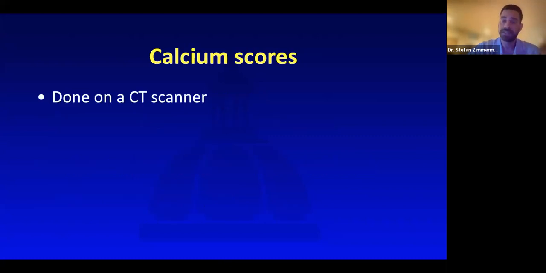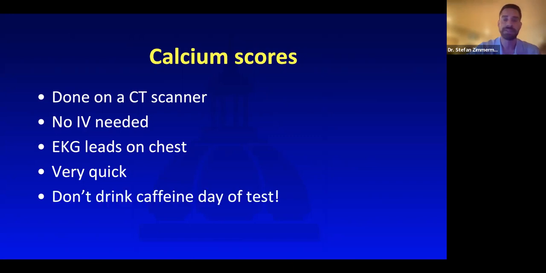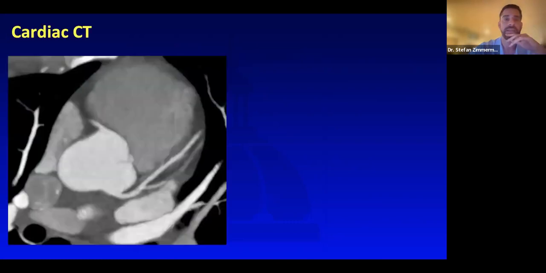So it's done on a CT scanner. There's no IV needed, which is really nice. You do have EKG leads on the chest, and then it's pretty quick. Usually the scan itself only takes about a minute. The setup, maybe more like 10 or 15 minutes. And one thing is, do not drink caffeine the day of the test. You're going to hear this a couple of times. Why? Because it increases your heart rate, and if you have a high heart rate, then the images can be kind of blurry.